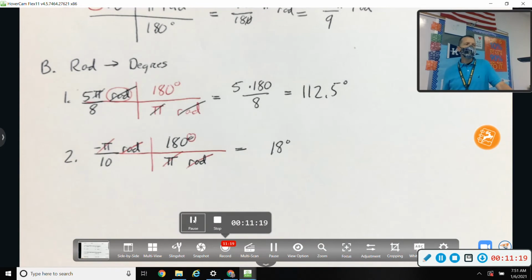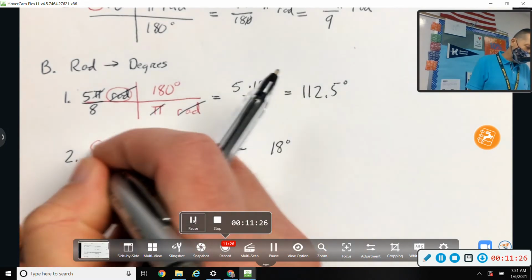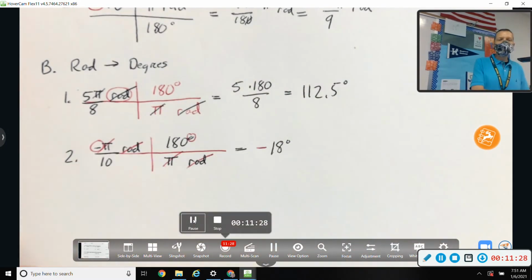Why is that not right? The negative. Again, it's a minor mistake, but it could cost you 1 or 2 points if you're just not paying attention and remembering to keep that negative through the problem.